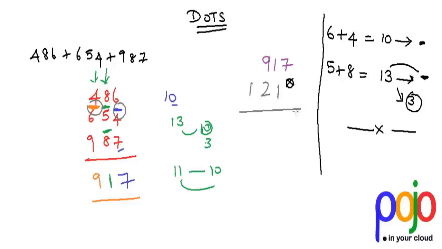Now the final total is 7 plus 2 plus 11 plus 2. 2127 is the final total.